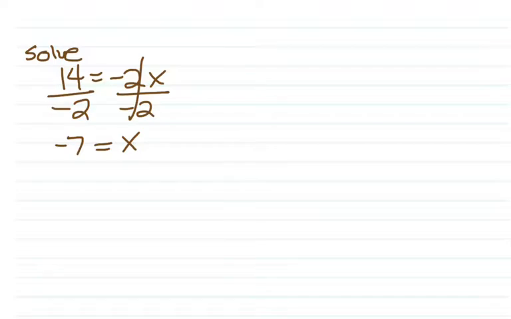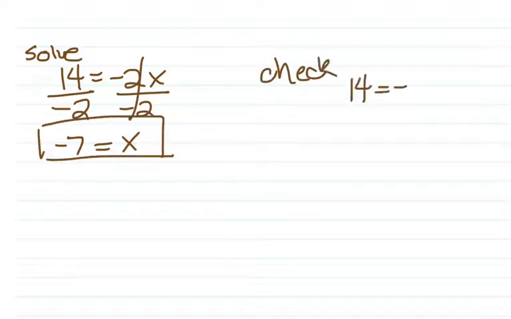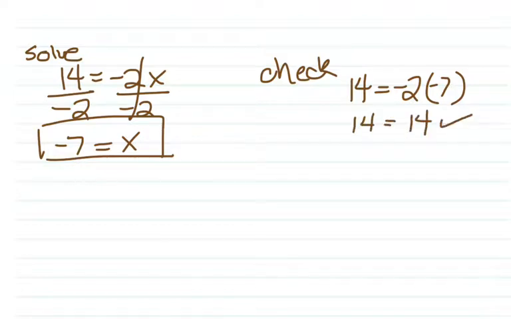Positive 14 divided by negative 2 is negative 7. Checking our answer, empty parentheses where there used to be an x, substitute, negative 2 times negative 7 is 14. So we know that one's okay.